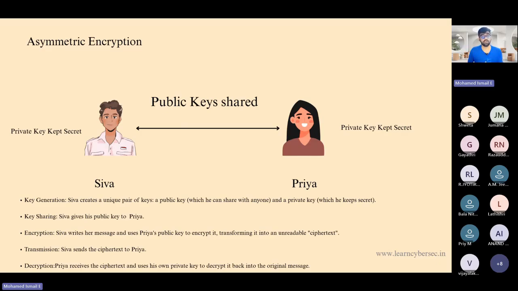The same key is not used to encrypt and decrypt. That's why it is called asymmetric encryption. Hope you are able to follow this as well. This is very basic, symmetric and asymmetric. Now we'll add more complexity here as well.